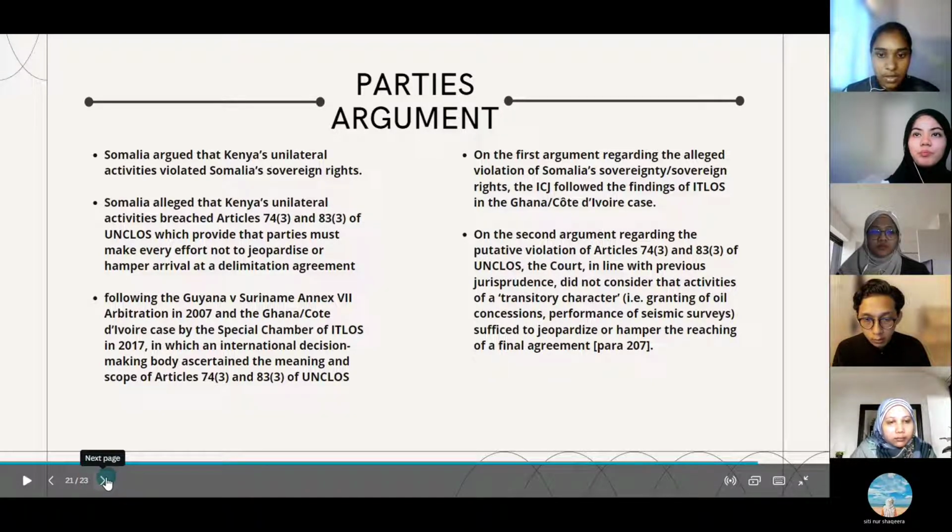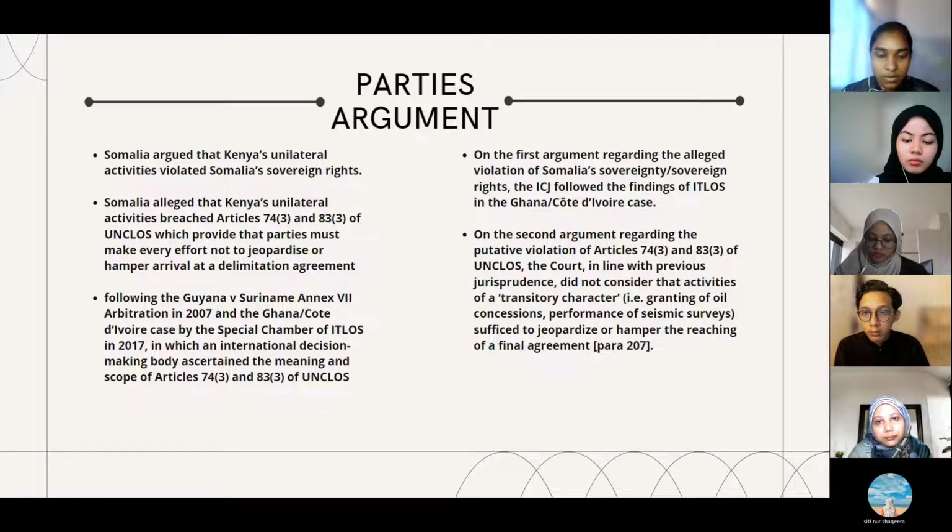As a result, Somalia correctly disentangled the prospective infringement of sovereign rights, where Kenya's operations might fall within Somalia's maritime zone after delimitation, from the breach of UNCLOS Articles 74 and 83. After the Guyana and Suriname Annex VII arbitration in 2007, the Ghana case by the Special Chamber of the International Tribunal for the Law of the Sea in 2017 was the third case in which an international decision-making body determined the meaning and scope of UNCLOS Article 74, paragraph 3 and Article 83, paragraph 3 in the context of unilateral oil and gas activities in disputed maritime areas.